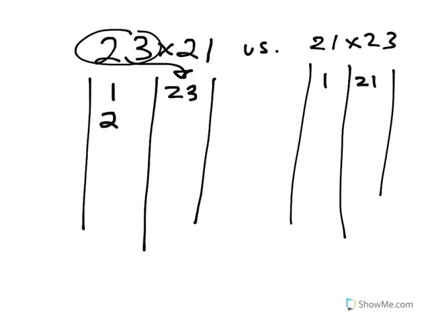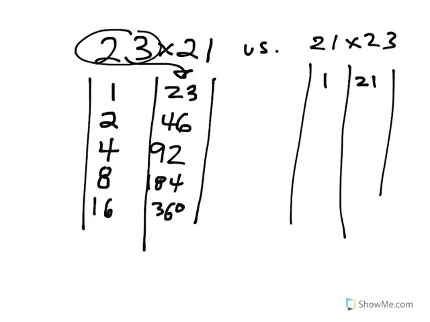So 1 becomes 2, and 23 becomes 46. Now the next row is not 3, like a times table, but it doubles. So double 2 is 4, double 46 is 92. And we keep doubling, 184. And we double again, 16 to 368. And we stop when our next doubling would cause this number on the left to be greater than 21. So I'm not going to make another row, because that would get me to 32, which is bigger than 21.